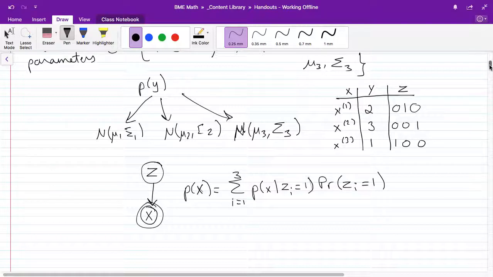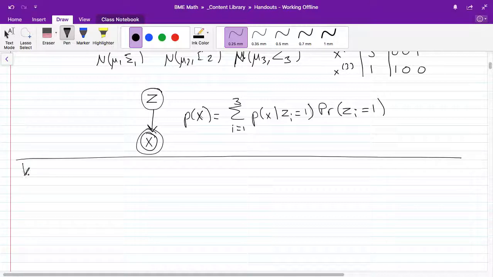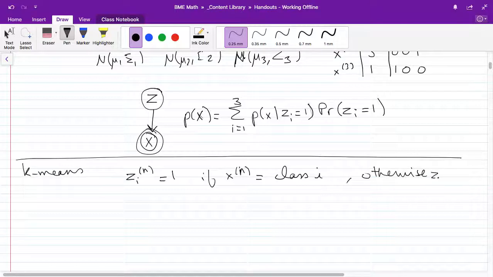So we're going to begin with k-means. What we would like to have is a classifier. So our classifier is that z sub i for data point n is 1 if x of n is class i, otherwise z sub i of n is equal to 0. So our nomenclature: z sub 1 is 1 if x of n is class 1, otherwise it's 0. Okay.